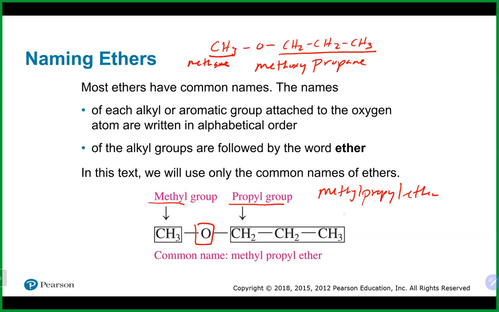Probably much easier going with the common name in terms of our ethers. Ethers, although they do have an oxygen, will not have as strong boiling points and melting points because they cannot hydrogen bond with themselves. They might be able to do a little bit of participation with some water, but it's not going to be a very strong bond with themselves, as they cannot hydrogen bond.